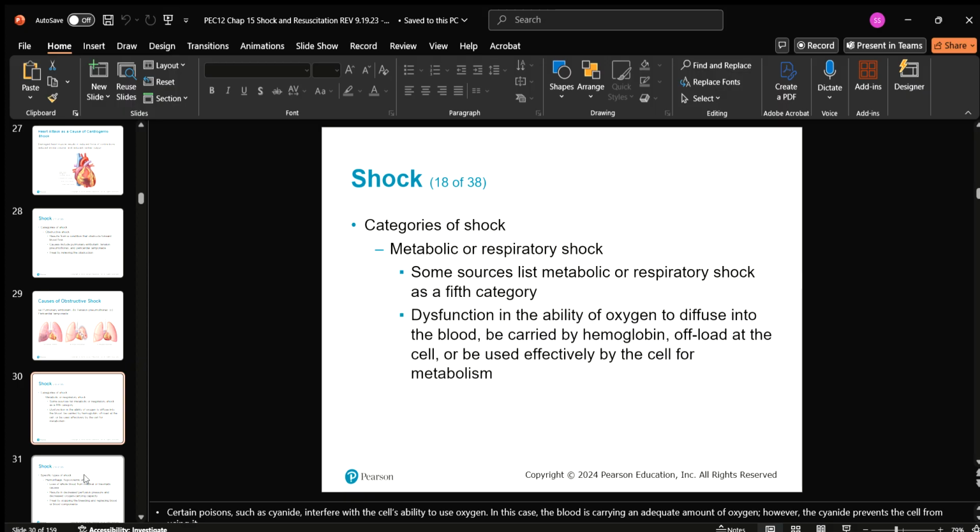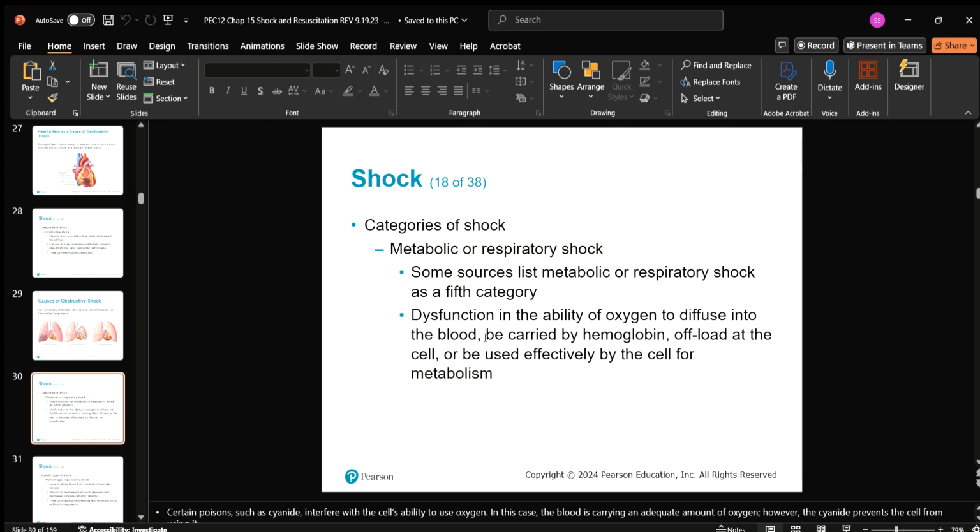So here is another category, metabolic or respiratory shock. All right, so this is something a little more difficult to wrap your head around, because earlier we talked about aerobic and anaerobic metabolism, right? Going from with oxygen to without oxygen. There's a couple different reasons why this can occur: dysfunction in the ability of oxygen to diffuse into the blood, be carried by hemoglobin, offload of the cell, or to be used effectively by the cell for metabolism.